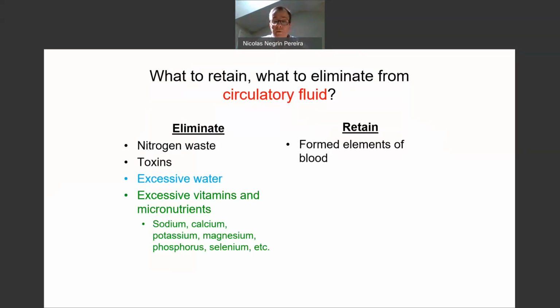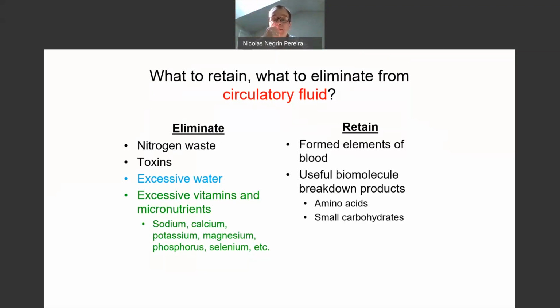What the animal will retain from the circulatory fluid: formed elements of blood like red blood cells, white blood cells like lymphocytes, neutrophils, eosinophils, and useful biomolecule breakdown products like amino acids and small carbohydrates. And also in blood, I forgot to mention, for example, immunoglobulins are proteins of high molecular weight and size, and normally will be retained in the circulatory fluid. And of course, we need the immunoglobulins, so they are not excreted in urine.